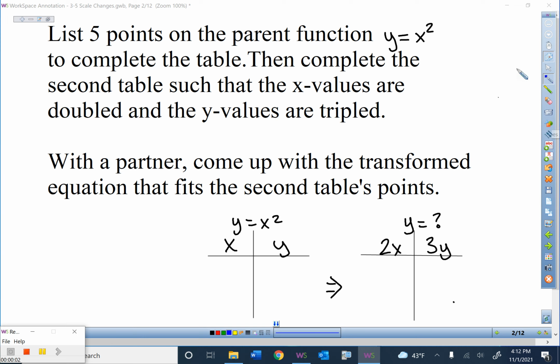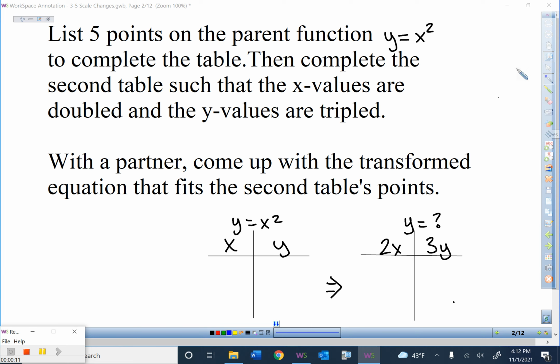All right, folks, today we're going to talk about scaling functions. Okay, so that's a multiplication factor. We're going to talk about first applying this to the function y equals x squared. So what I'm going to have you do here is list 5 points that appear on y equals x squared. You can pick whatever x values you want, and then you'll just square them.